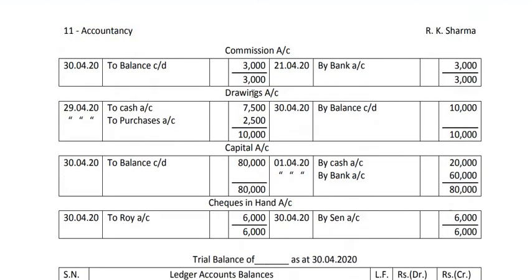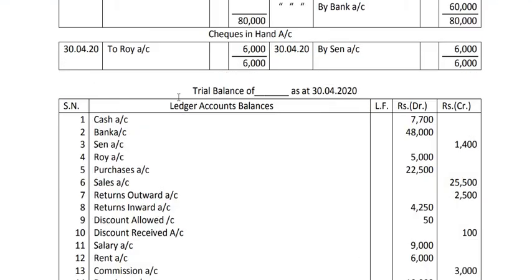Okay. Now see how the trial balance is prepared. First of all, we have to write the trial balance of, and here you write the name of the business concern. Trial balance of Ram and Company, Sharma Enterprise, etc. As at, here you have to write the date, because we are preparing the trial balance on 30th April. So 30.04.2020. This is the date.